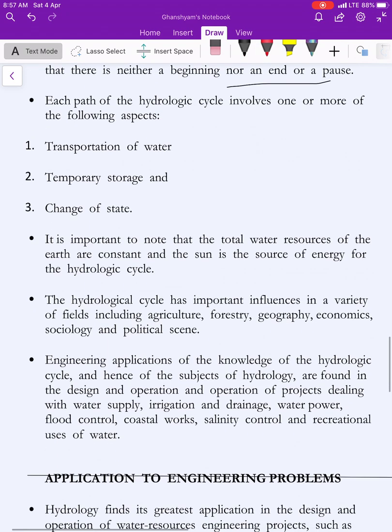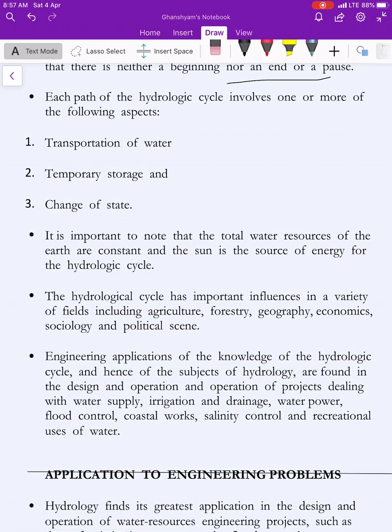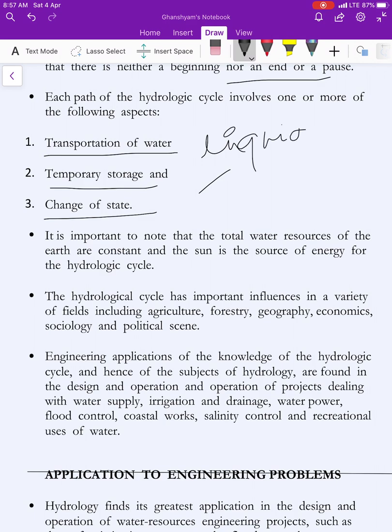Each path of the hydrologic cycle involves one or more of the following aspects. The various processes which we have seen may have either one, two, or all three: transportation of water, where water will be transported; storage of water temporarily; or change of state, like in evaporation from liquid to vapor. So this is change of state.